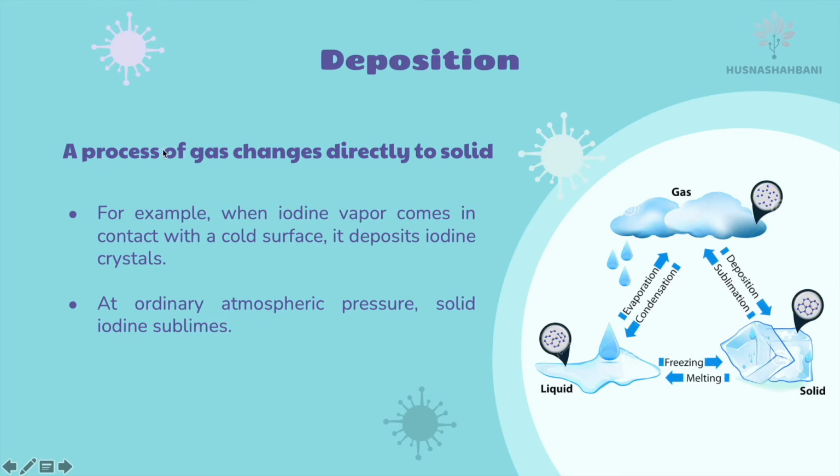Deposition is the process of a gas changing directly to solid without becoming a liquid first. For example, when iodine vapor comes in contact with a cold surface, it deposits iodine crystals, so this is in solid form. At ordinary atmospheric pressure, solid iodine sublimes.